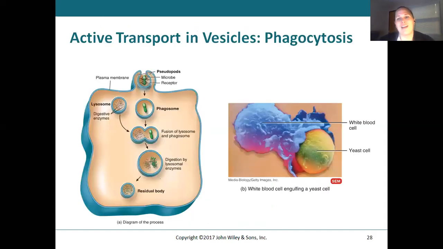Okay, other ways in which active transport can occur is vesicles through phagocytosis. This occurs in microbes far more than we see in the cells within our body, with the exception of maybe some of our immune cells. We do have white blood cells that do engulf, let's say, a yeast cell. So that's the one exception that we see phagocytosis occur within the body.